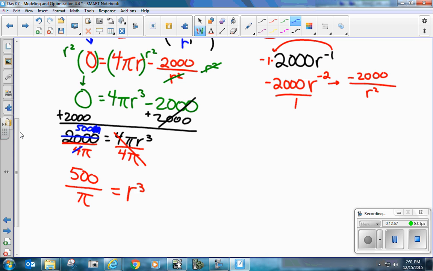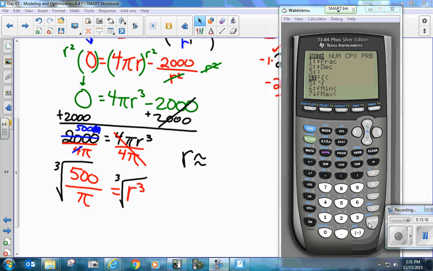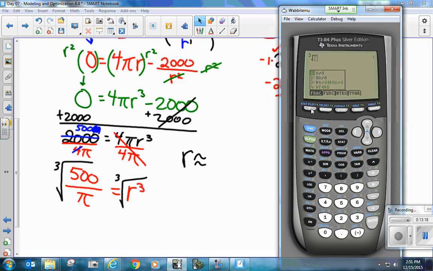Now, I need to take the cubed root of this to solve for r. And I will definitely use the calculator. So my radius is going to be approximately, turn this on. I'll go math. I'm going to go to the cubed root. And in there, I'm going to put the fraction 500 over pi. That is approximately 5.419.